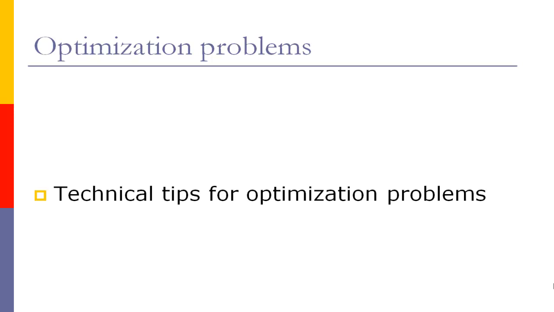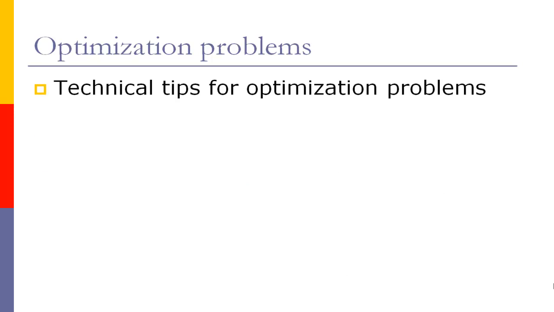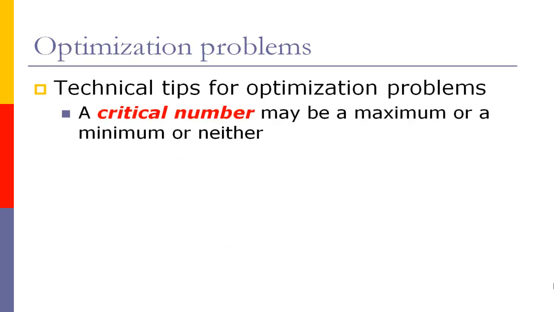And finally, let me give you some technical tips for optimization problems. Some tips that at this stage may look like little details of not much importance, but you'll be surprised how much they can affect your ability to solve a word problem or get stuck with it. So, first of all, remember that a critical number may be a maximum or a minimum or neither. So finding the critical numbers is not enough. You need to then classify them. You have to find out for each of them whether it is a maximum, a minimum, or neither. And if it is a maximum or a minimum of the type we want, is it really the best one, or is there a competition among 2 or 3 possible ones?